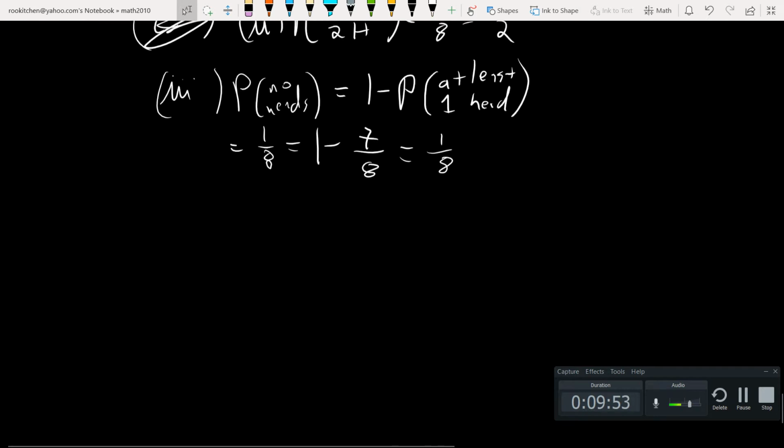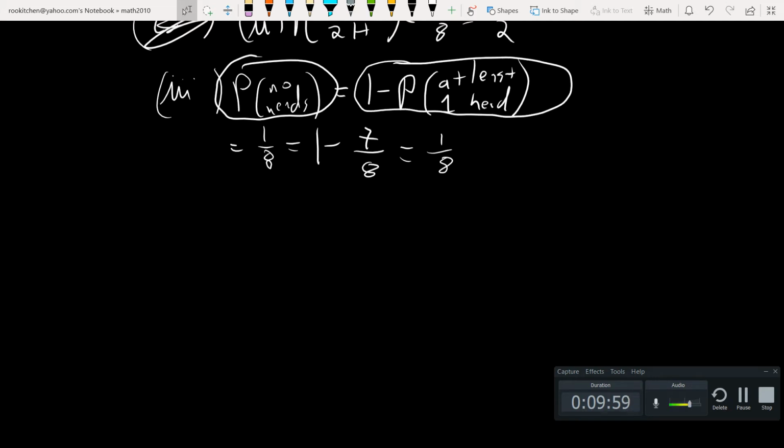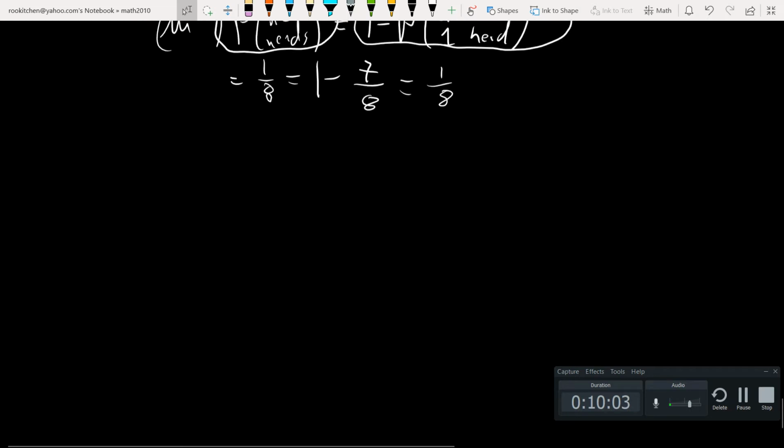Sometimes it's easier to figure out this probability, or maybe easier to figure out this probability, and you can work with those interchangeably. Something kind of simple now: counting the number of elements in a list.